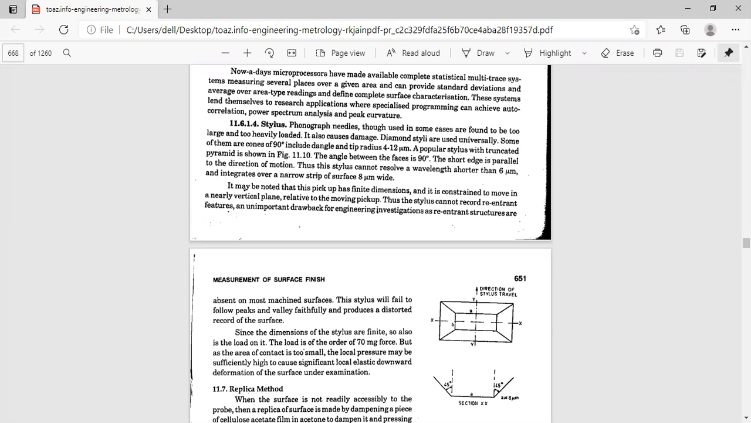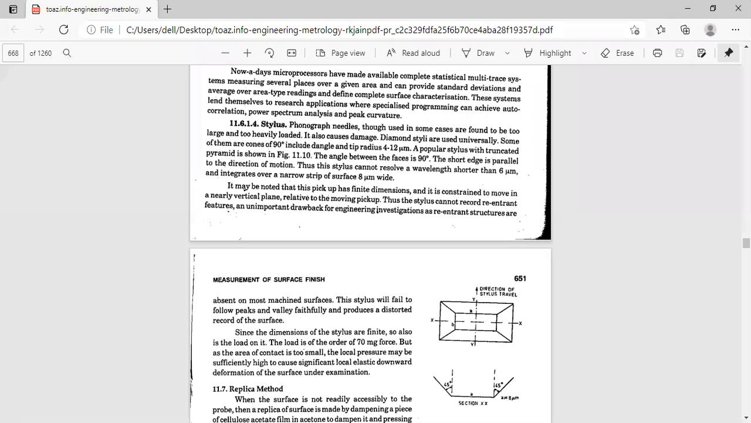And the dimensions of the stylus are infinite, so also the load on it. We'll see that the load should not exceed 70 milligram force. That's a very important parameter we have to select. And a small contact is also not advisable.